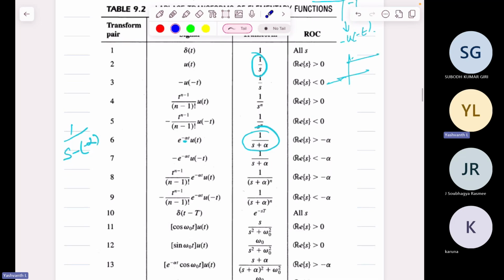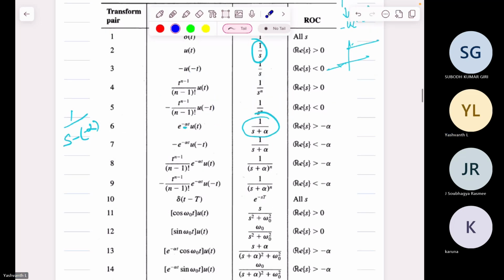Similarly, if you have minus t power n minus 1 by n minus 1 factorial u of minus t, then the Laplace transform is 1 by s power n, and the real part of s is less than 0. Same thing. You see 1 by s power n is appearing for both two different signals as the same value, but the difference comes in their ROCs.